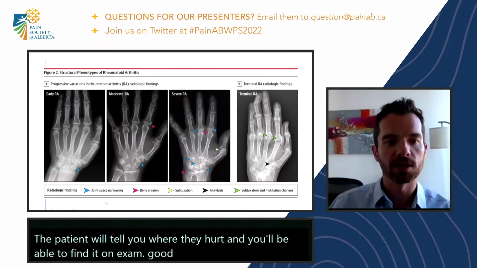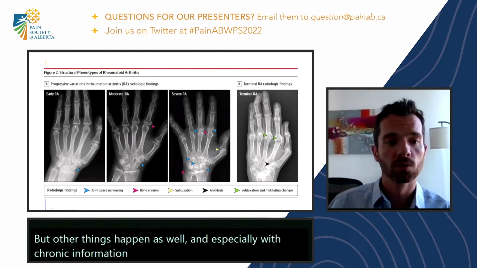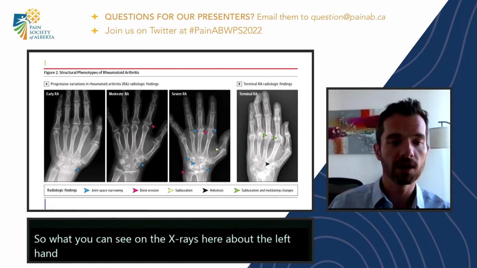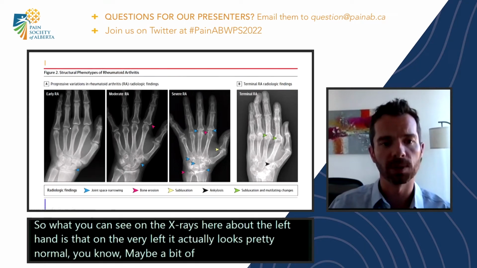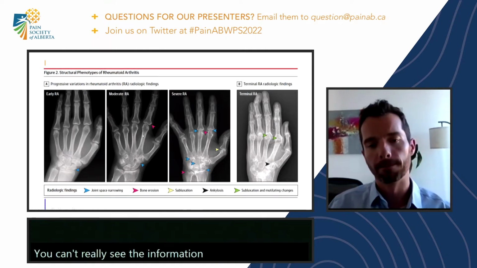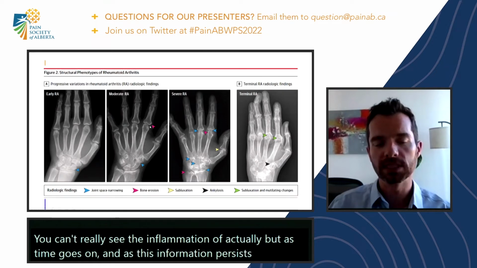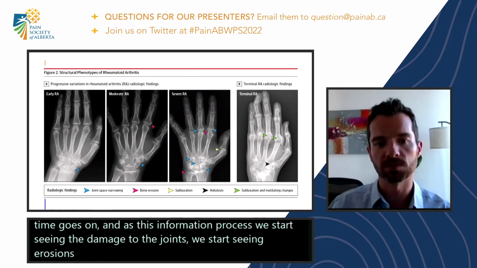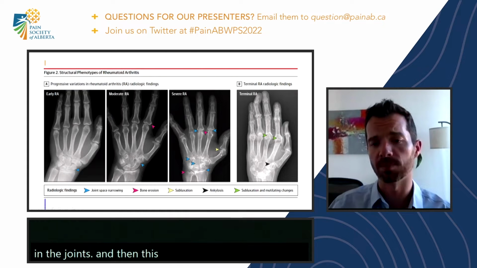But other things happen as well, especially with chronic inflammation over time. What you can see on the x-rays here of the left hand is that on the very left, it actually looks pretty normal. Maybe a bit of joint space narrowing in the wrist, but the joints look pretty good. You can't really see the inflammation on an x-ray. But as time goes on and as this inflammation persists, we start seeing the damage to the joints. We start seeing erosions. We start seeing more joint space narrowing in the joints. And then this continues to happen.